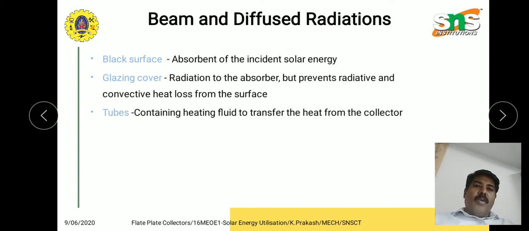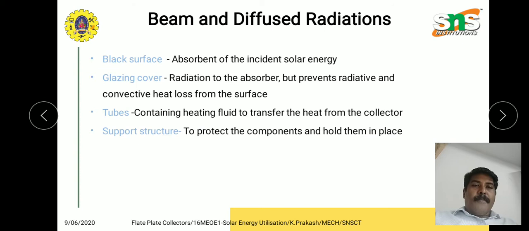So here the tubes are the main concept to transfer the fluid. So these tubes are made of copper. So copper has the highest thermal conductivity. So mainly copper tubes are selected. Cost wise the copper tube is higher, but in thermal conductivity it is good. And some supporting structures.